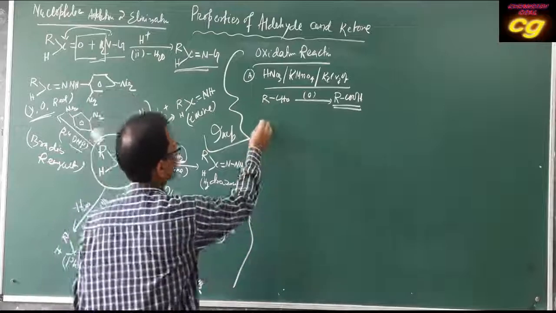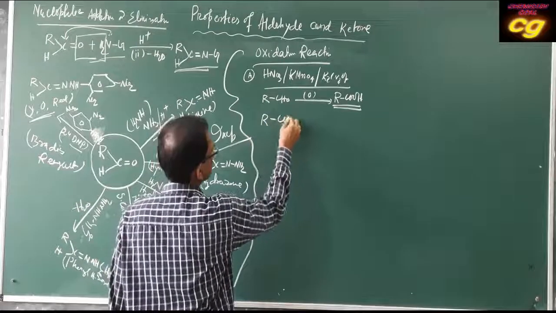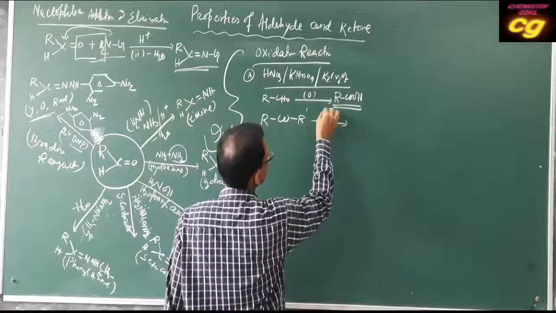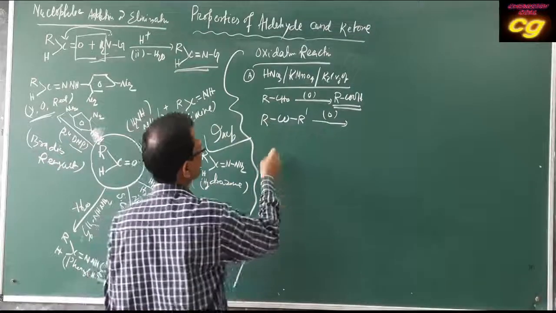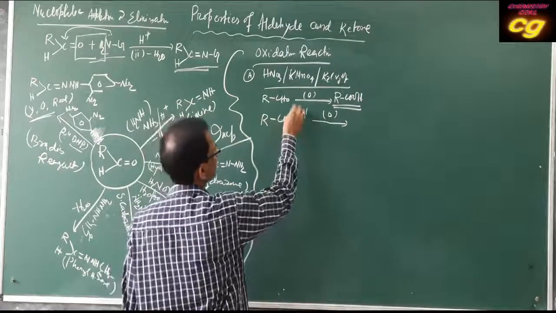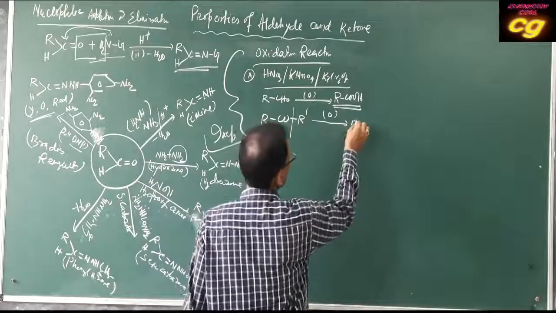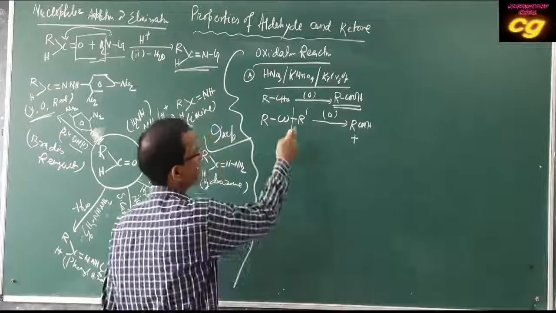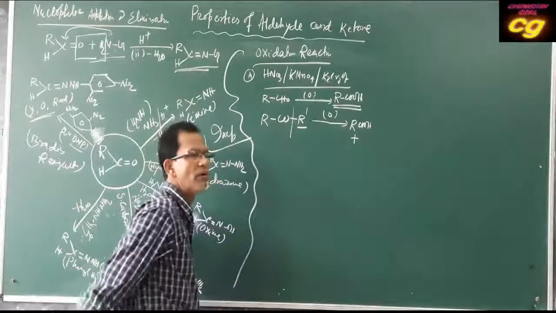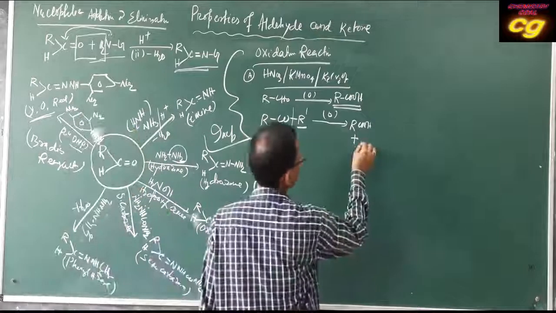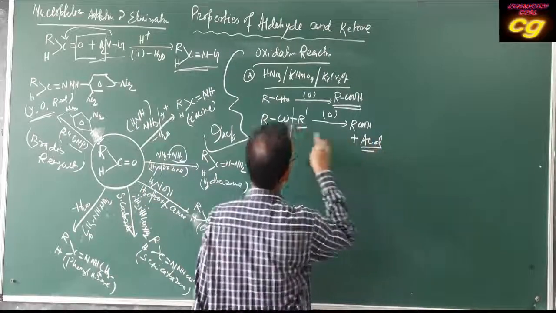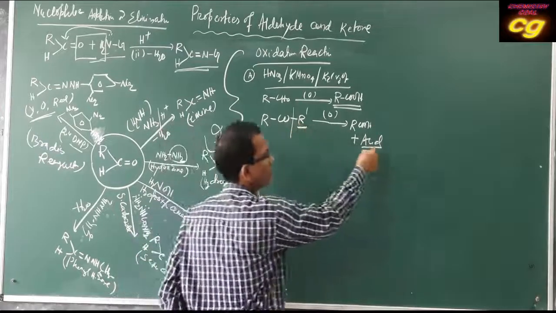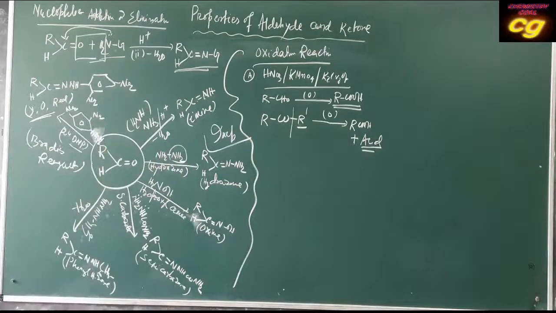But if you take a ketone, R-CO-R, same oxidizing agent, the oxidation product will be two acids. Suppose this is your RCOOH plus the other acid. The acid produced depends upon the number of carbon atoms in R. If it contains 2 carbons, it is acetic acid. If it contains 3 carbons, it is propanoic acid. So this will be produced.